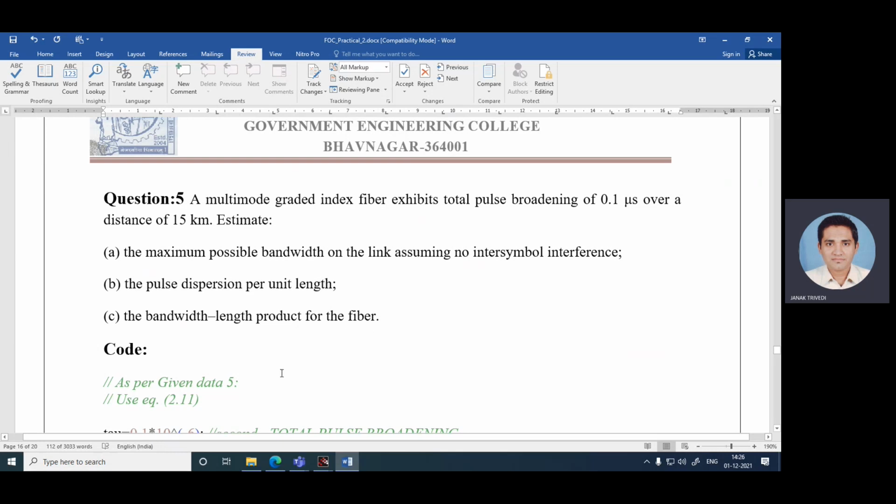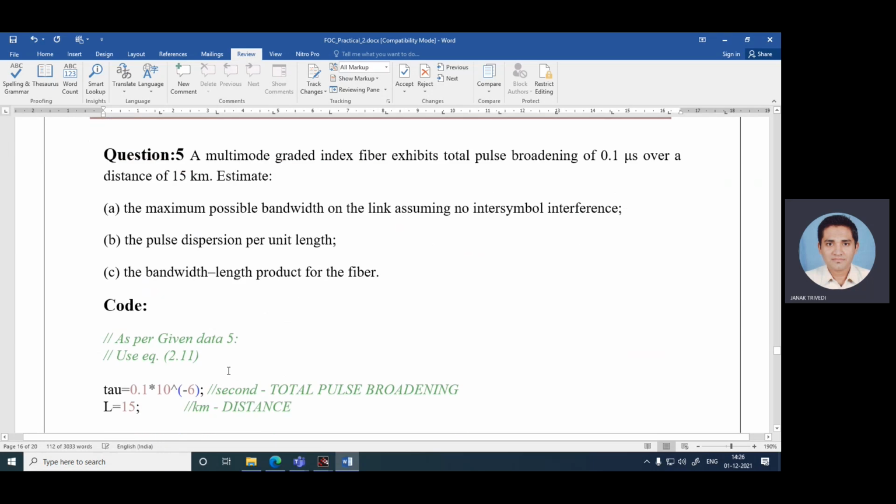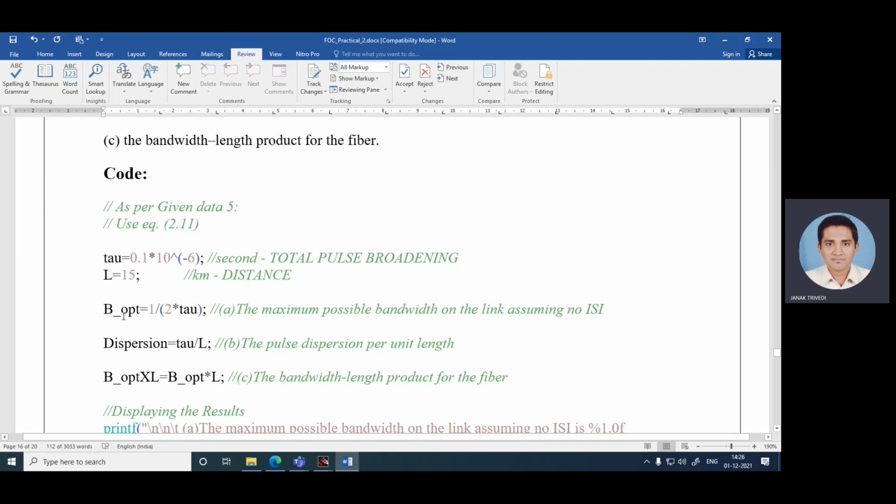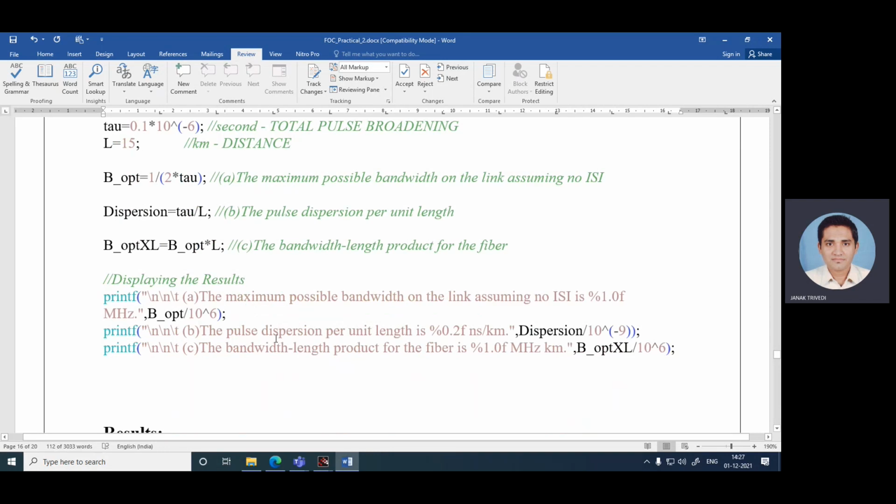So use the given data as per example 5 and use equation 2.11. Tau is equal to 0.1 times 10 raised to minus 6 second, the total pulse broadening. L is equal to 15 kilometer, the distance. B optical is equal to 1 by 2 tau, option A, that is the maximum possible bandwidth on the link assuming no interference. Dispersion is equal to tau by L, the pulse dispersion per unit length. And B optical into L is the bandwidth length product of the fiber. And so display the result.